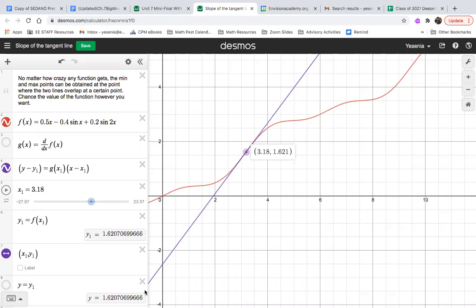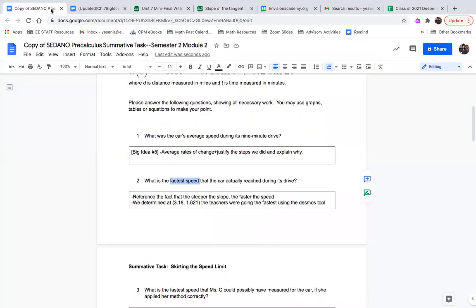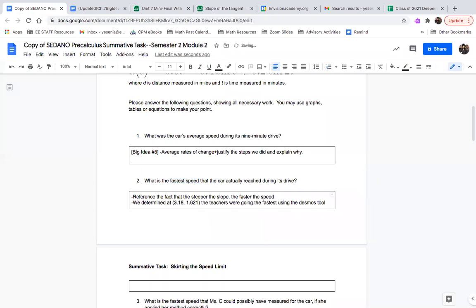Oh, sorry, I muted myself. Anyways, yay, two of you said we need to use the big idea of instantaneous rate of change. That is correct. So I'm going to also make sure I write this down here. We're going to be using, and I don't remember the big idea number, but the big idea about instantaneous rate of change, or you could call it instant rate of change.